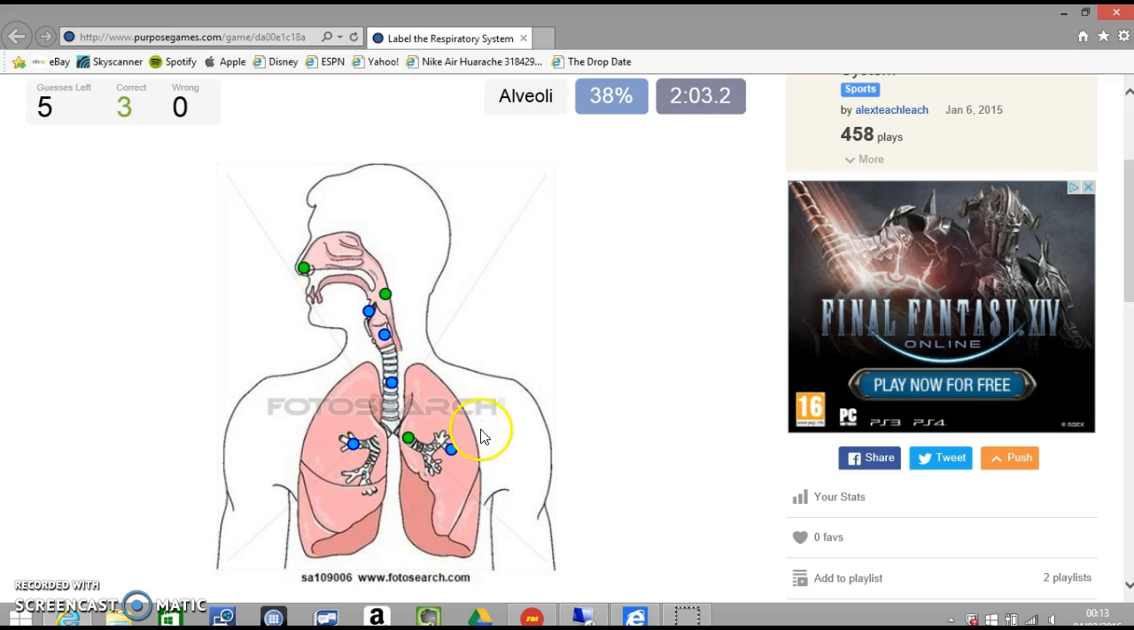The next one is the alveoli, which is at the bottom of each lung in the air sacs. These are little air sacs that are attached to the bronchioles. This is where gas exchange takes place. So this is the end of the cycle, and this is the reason why we breathe, because these little air sacs in our lungs help us live.